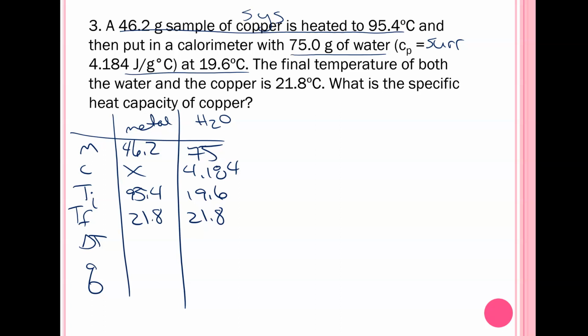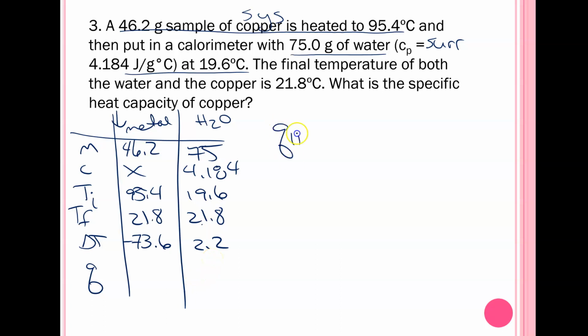So we need to figure out the delta T for both. If I do TF minus TI, I get 2.2 here. And if I do TF minus TI for the metal, I get a negative number. But again, that's because the metal lost heat. It's exothermic. So I can calculate Q for anything where I have all the numbers.